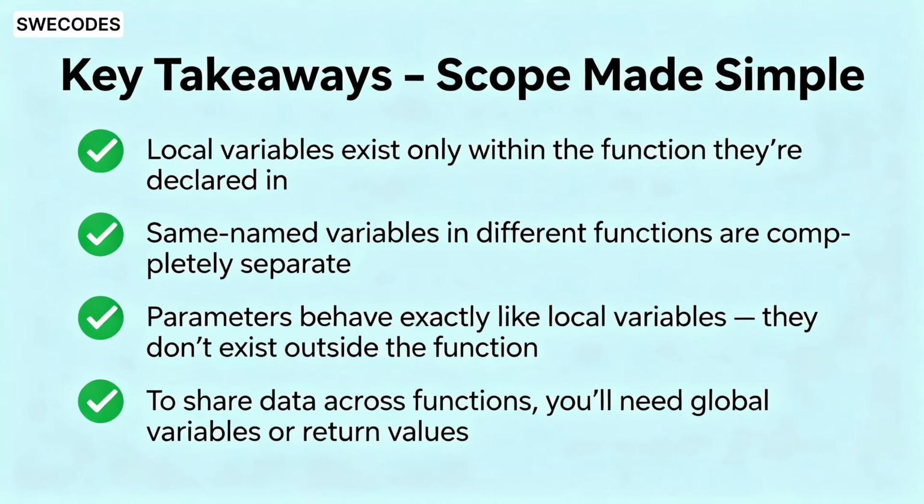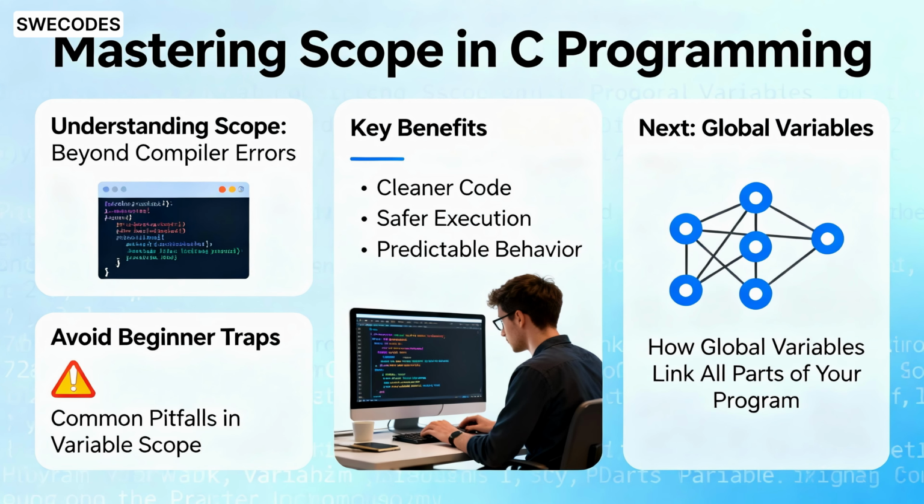Same-named variables in different functions are completely separate. Parameters behave exactly like local variables. They don't exist outside the function. To share data across functions, you'll need global variables or return values, which we'll explore in the next lesson.